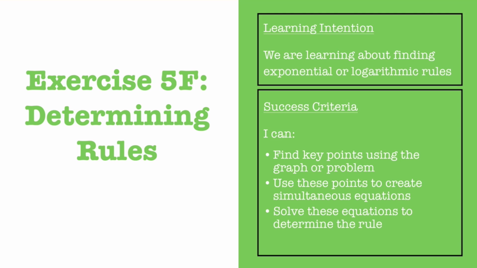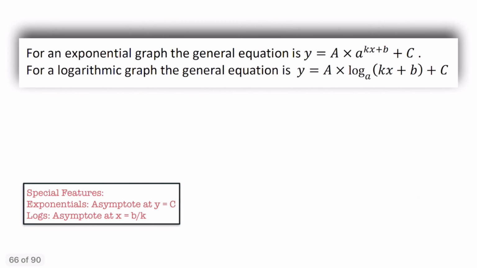Basically, to be able to find the unknowns, a, b, or c, you just need a point for each unknown, and then you can create equations and solve from there. You need to know the basic equations, of course. So for the exponential graph, it looks like this. We've got lots going on here.